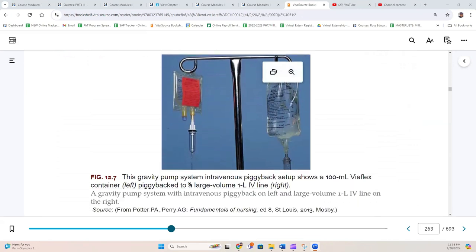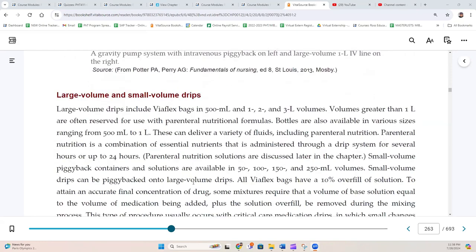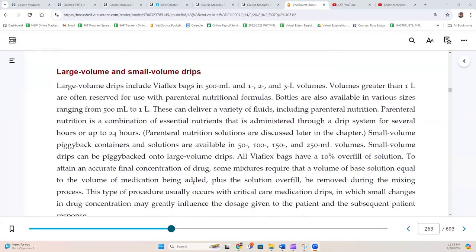Figure 12.7 shows the gravity pump system intravenous piggyback setup with a 100 ml ViaFlex container piggybacked to a large volume IV, 1 liter IV line. Large volume drips include ViaFlex bags in 500 ml and 1, 2, and 3 liter volumes. Volumes greater than 1 liter are often reserved for use with parenteral nutritional formulas.